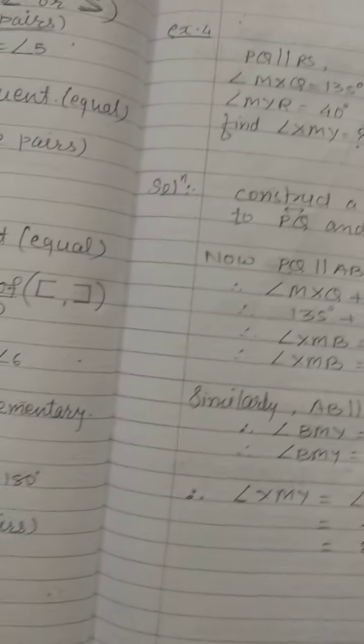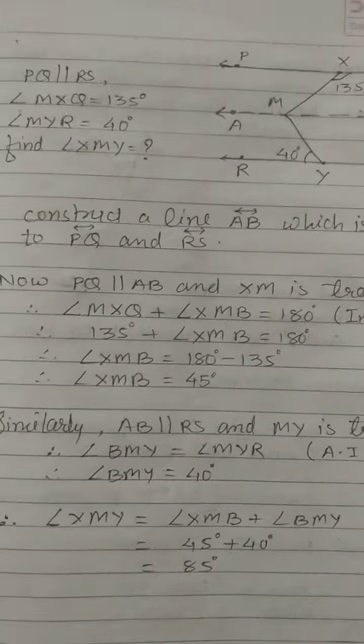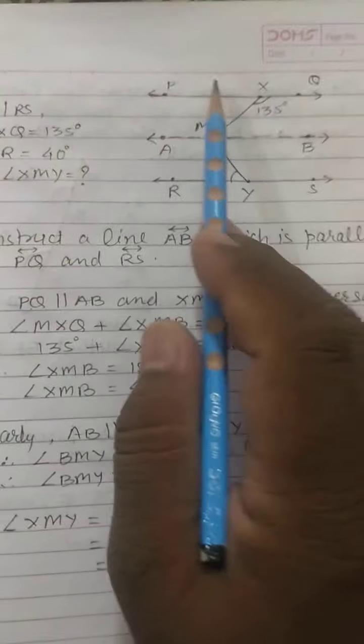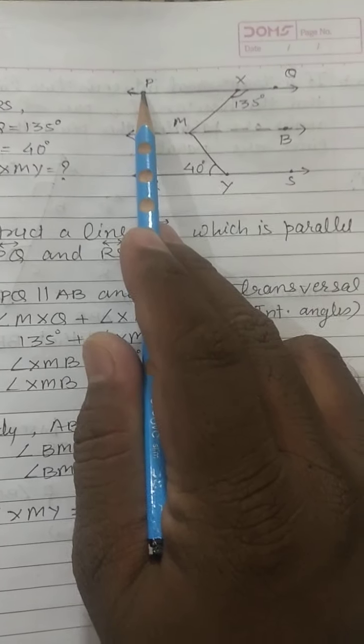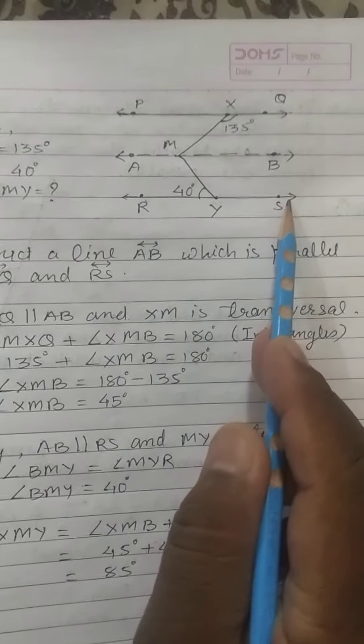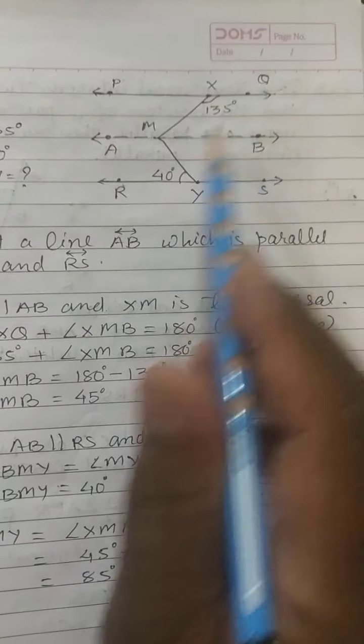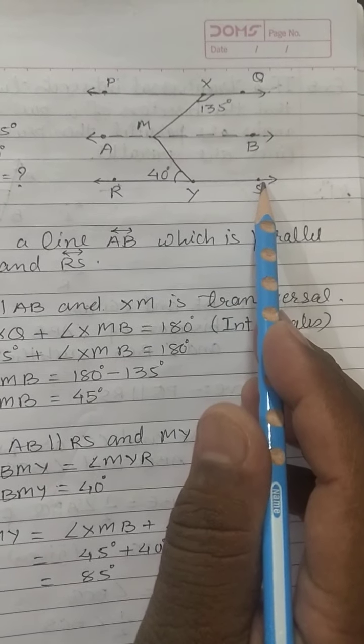Okay. Now let us check some examples based on these angles. Okay. Two lines PQ and RS are given to us which are parallel. PQ and RS are two lines which are given parallel.